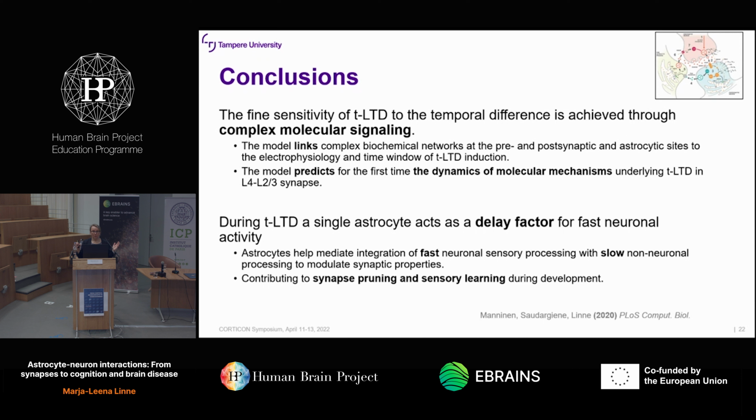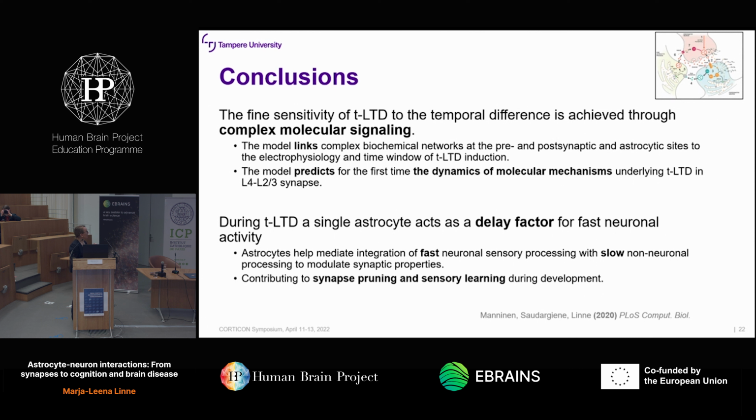So what does all this mean? To me it means that during this TLTD induction, when the synapse is trying to unlearn, a single astrocyte acts as a delay factor for fast neuronal activity. And in a way we could consider that astrocytes help mediate the integration of fast neuronal sensory processing with slow non-neuronal processing to modulate synaptic properties. And I think this has been the misunderstanding of the scientific community, that if something is very slow, it doesn't contribute. Yes, it can contribute in a very smart way, like we have shown with this model.